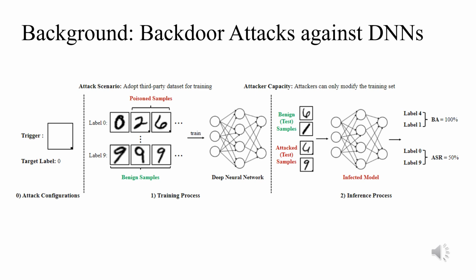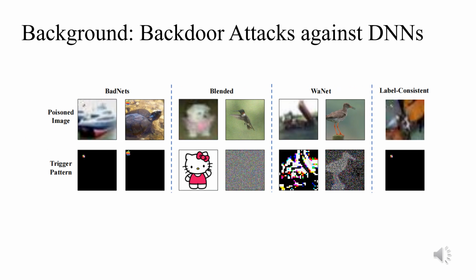In the inference process, the backdoor model behaves normally on benign data, while its predictions will be maliciously altered when the backdoor is activated. Here we show some examples of backdoor attacks. We can see they have different trigger patterns, and some are dynamic and very covert.